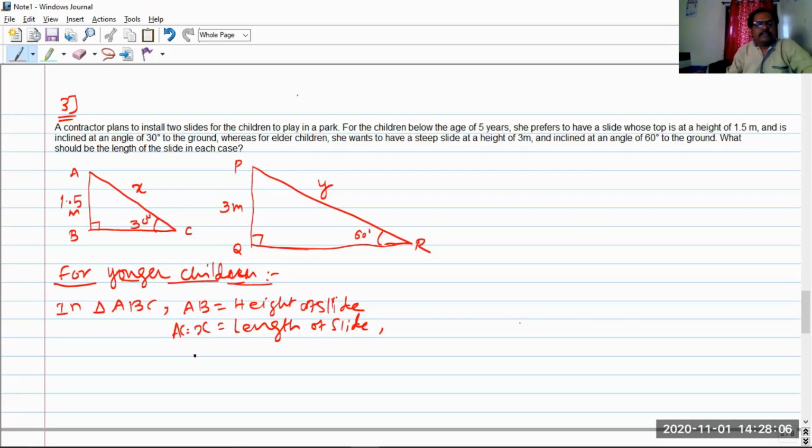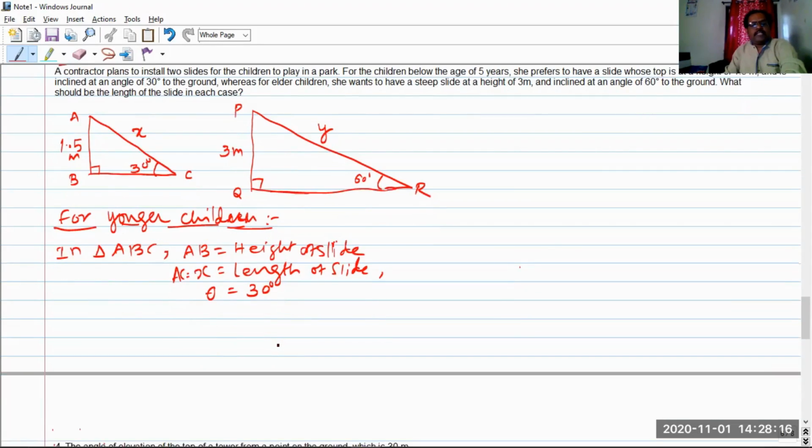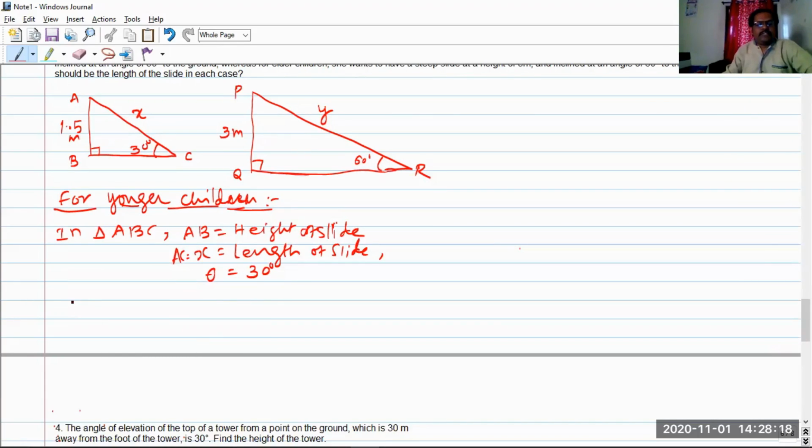Also you are given theta, the angle of elevation, as 30 degrees with the ground. Let's find x from this. We know the trigonometric ratio sine theta is defined as opposite side by hypotenuse. So use sine theta here. Opposite side is AB and hypotenuse is AC.